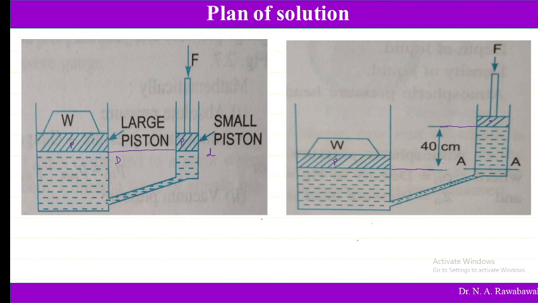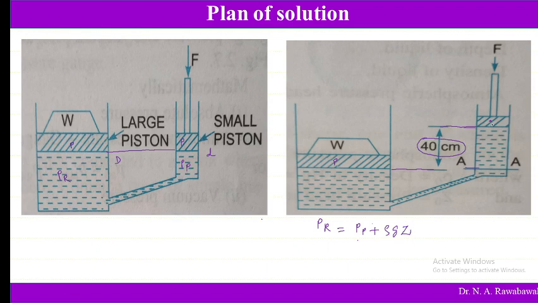So this is the principle here. So now in first case, pressure on ram side is equal to pressure on plunger side, because these two are at the same level. But in the second case, pressure on ram side is equal to pressure on plunger side plus the pressure exerted by this stagnant liquid because of its height, that is rho g z. So rho is the density, g is the acceleration due to gravity, and z is nothing but 40 centimeters. So we have to convert it in meter.